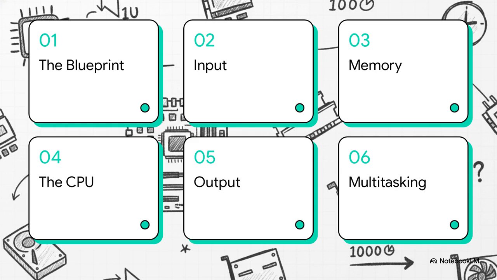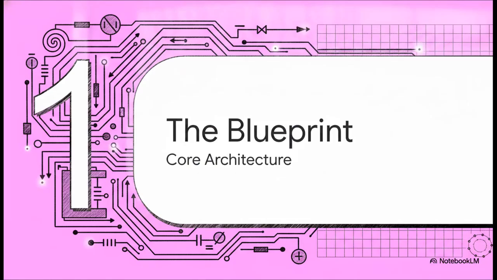Here's our step-by-step journey for today. First, we'll look at the blueprint. Second, input. Third, memory. Fourth, the CPU. Fifth, output. And finally, multitasking. All right, Section 1, the blueprint.